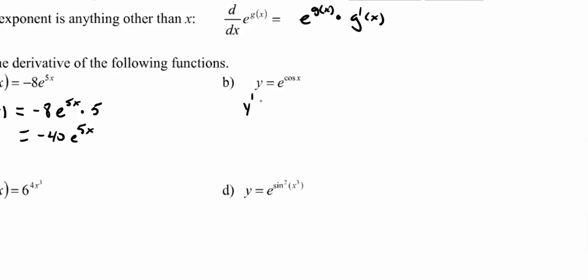Okay, so y prime would be, well, okay, e to the power of cos x. I know that one. That's just e to the power of cos x. Nice. And then times the derivative of cos, which is negative sine. And then there you go. Maybe put the negative sign up front. So negative sine x, and then times e to the power of cos x.